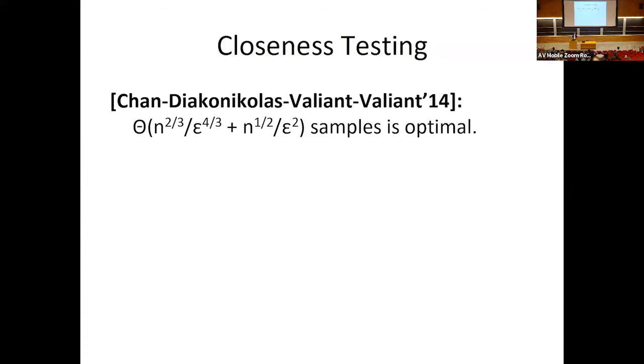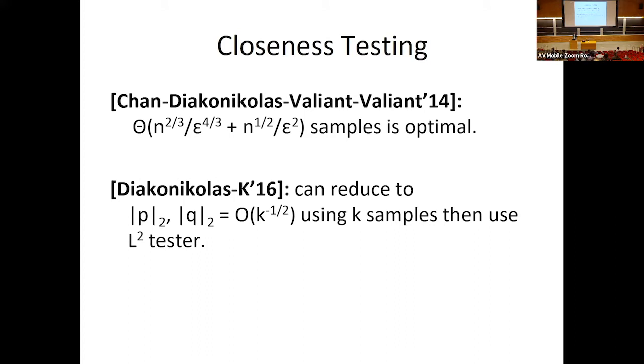The final basic problem is closeness testing. It turns out here you need some more samples. You need roughly n to the 2/3 over epsilon to the 4/3 samples if epsilon is large. And one way of achieving this is, by taking k samples, you can reduce to the case where the L2 norms of P and Q are 1 in root k, roughly, and then using the L2 tester. And I don't want to get into too many of the details of this. This is not what this talk is supposed to be about, but that's one way to do it.